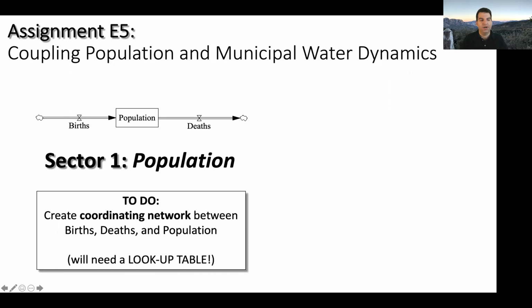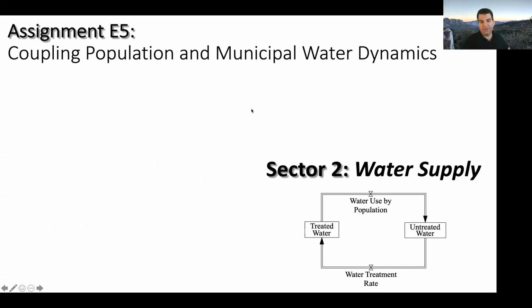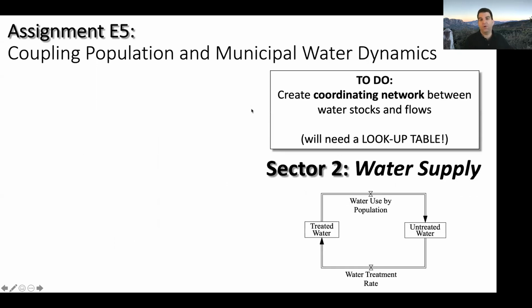And you are in the assignment, we're going to be drawing these and then filling in the coordinating network, which tells us how the current population and the water dynamics affect births and deaths. And then there'll be a second sector which will actually be the water supply.